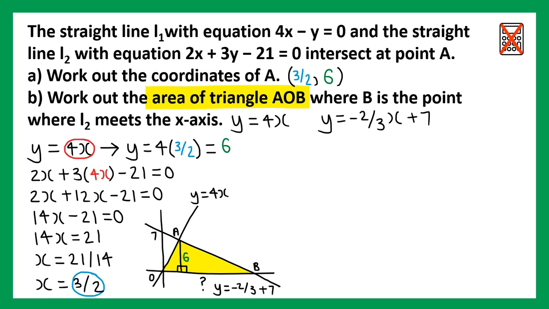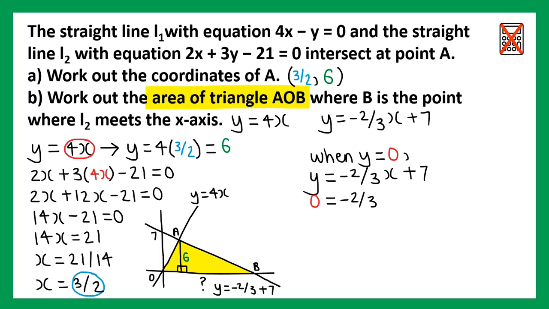I can do this by finding where the line y equals negative 2/3 of x plus 7 crosses with the x-axis. The x-axis is described as y equals 0. So substituting when y is equal to 0, we'll find my corresponding value for x, which is where it crosses the x-axis. 0 is equal to negative 2/3 of x plus 7.